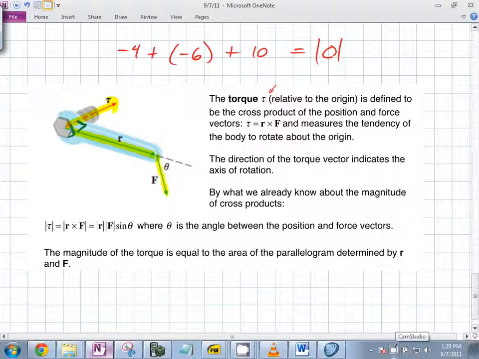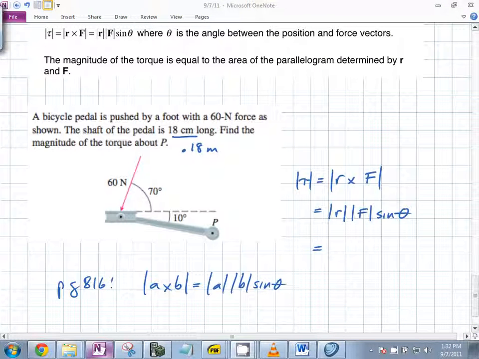Most of your work on these problems is going to be figuring out what those vectors are and being careful about units, which I am bad with. That's right. 0.18, that's correct. What about F? 60. And then we need sine of 80. 80, exactly. The angle between the arm.